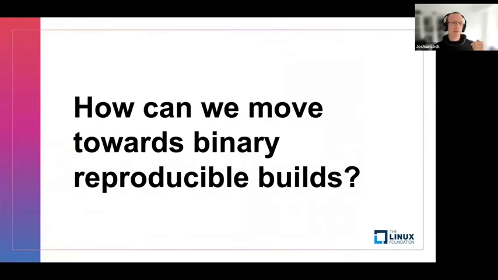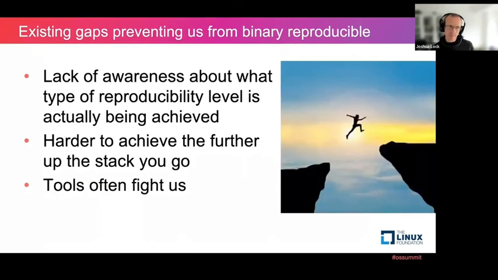So given the advocacy for binary reproducible builds, what can we do to move towards making this a reality? Before we devise a plan for how we can implement this, how we can move towards it in the future, I think we need to also understand what's preventing us from achieving binary reproducible builds right now.